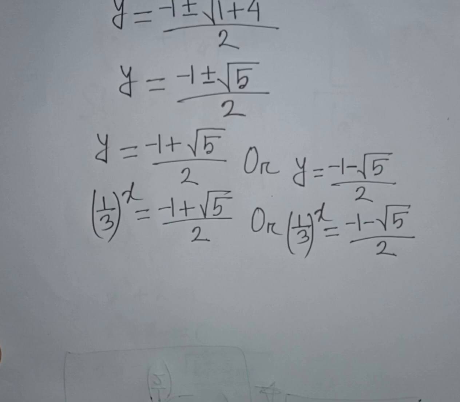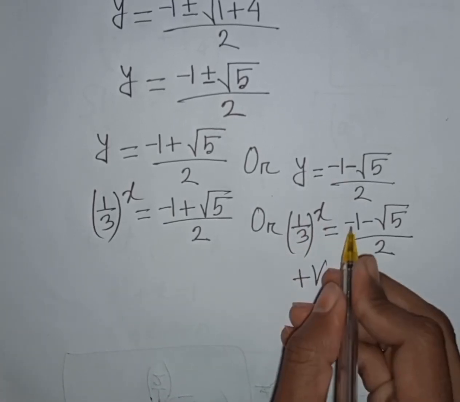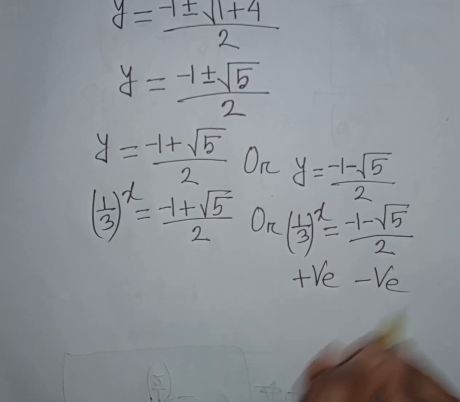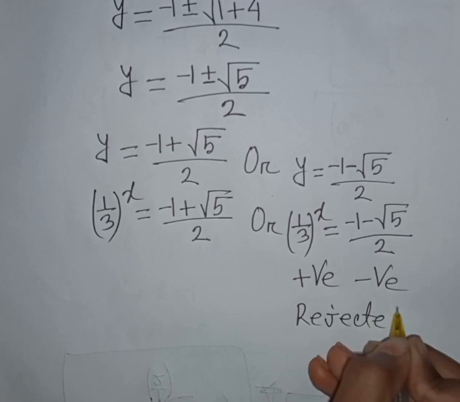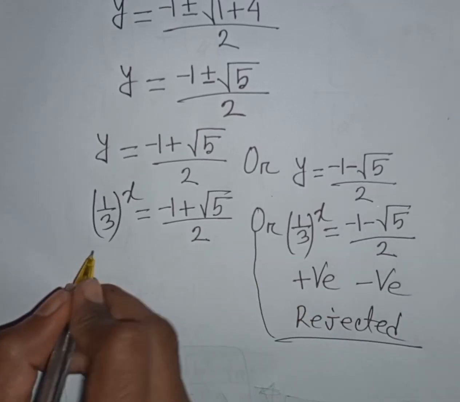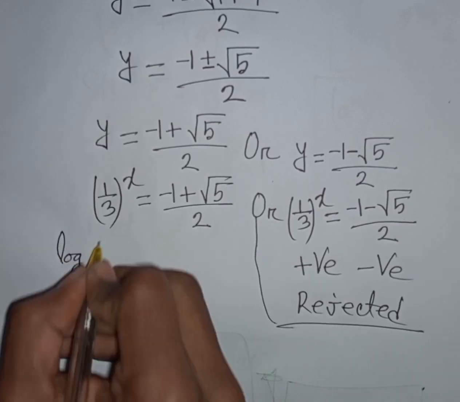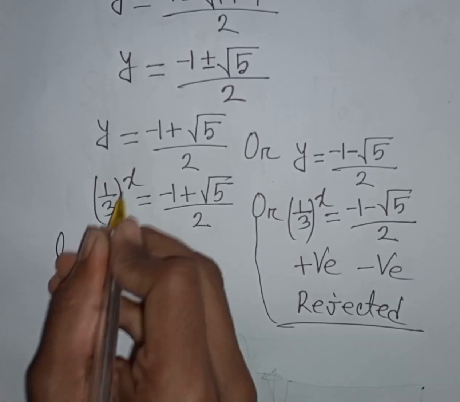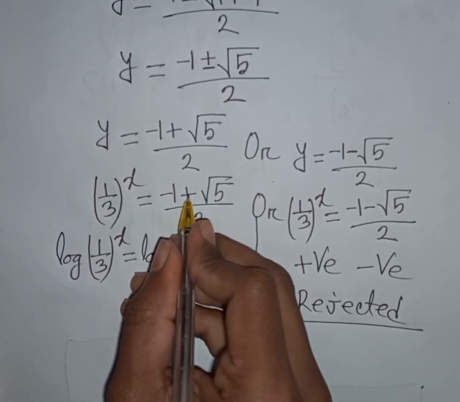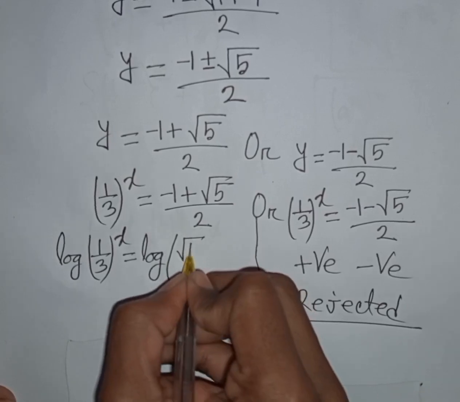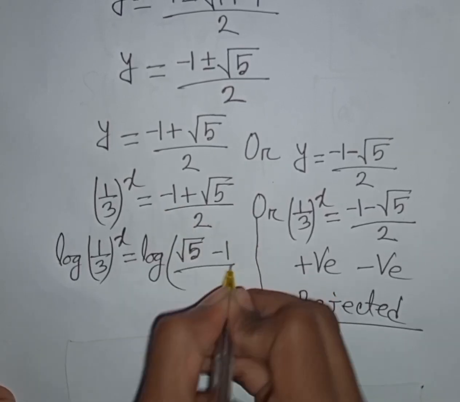Now we see (1/3) power any number is always positive, but this is negative. So positive cannot be equal to negative, so this is rejected. Now from here we apply log on both sides. So you can write here log of (1/3)^x is equal to log of (√5 - 1)/2.